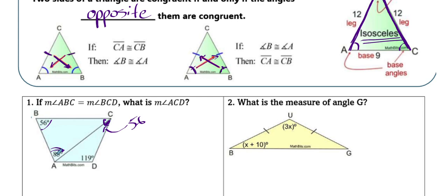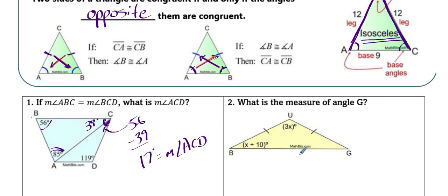Well, if that's 56, that's 85. The rest of this has to be 39 because they have to add up to 180. And if this is altogether 56, 56 minus 39 is 17. So measure of angle ACD is 17 degrees. Like I said, that doesn't actually use isosceles triangles. So that was just misplaced.